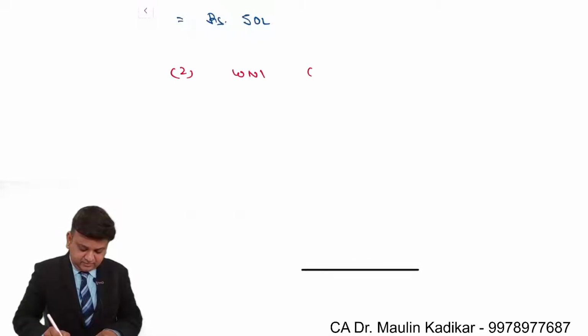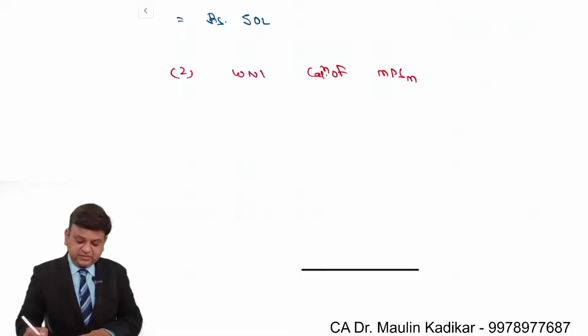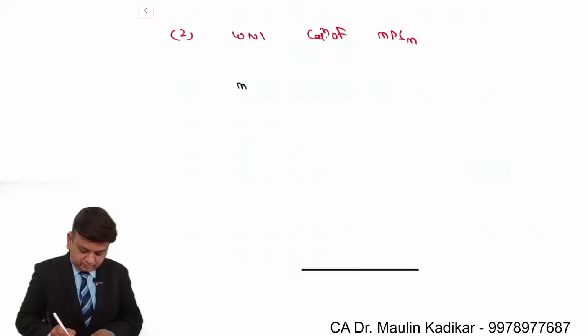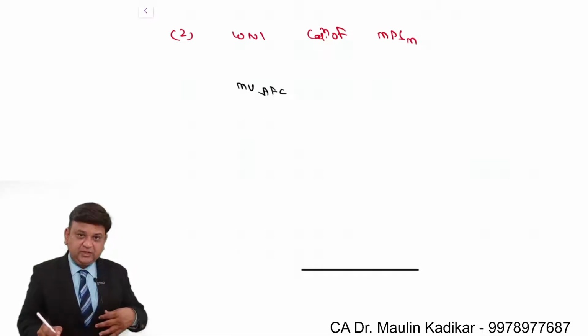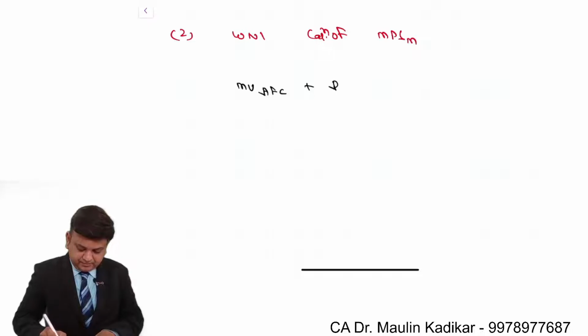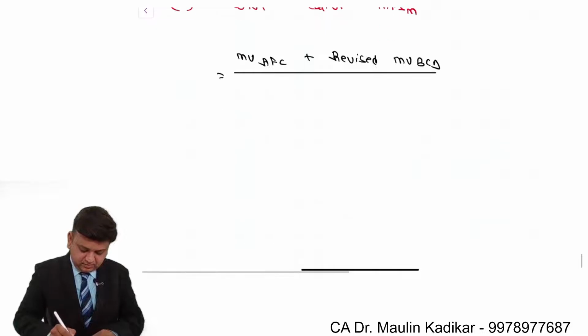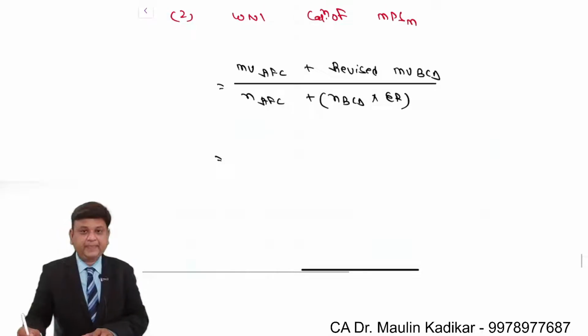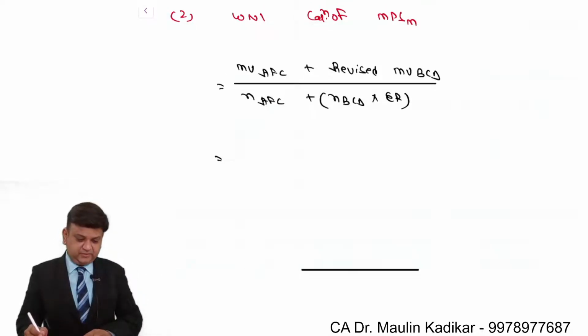Working note number 1, calculation of MPS of the merged firm. It is market value of AFC plus revised market value of BCD, divided by number of shares of AFC plus number of shares of BCD into exchange ratio. This is the way we are required to find the answer.